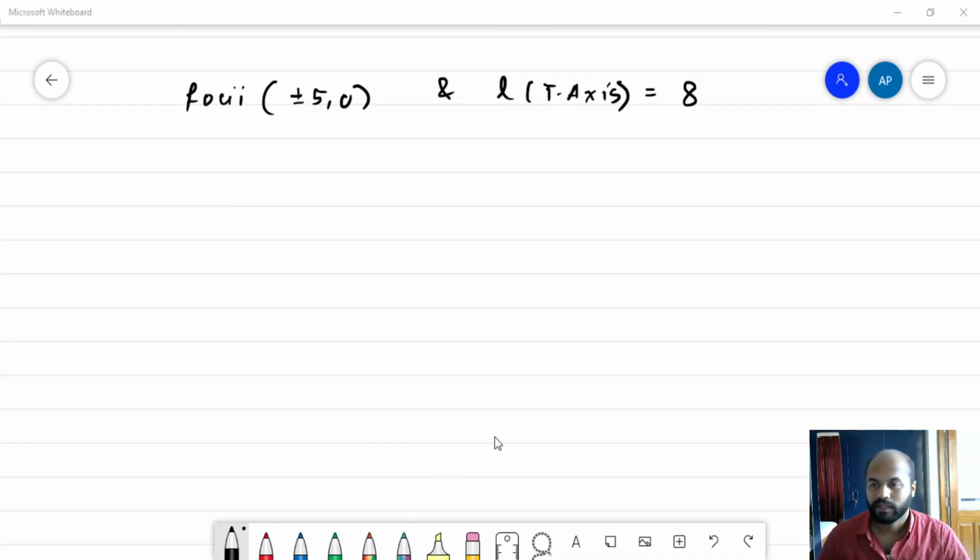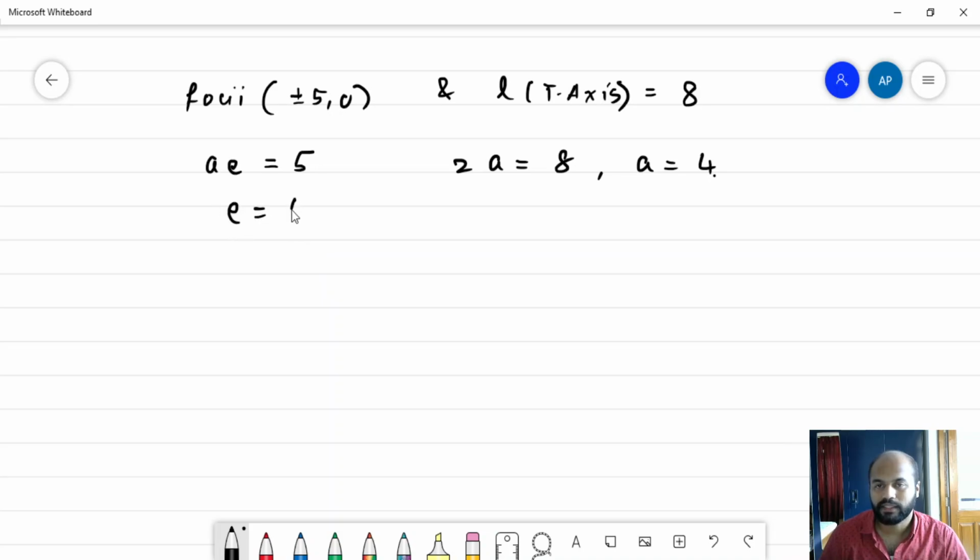So in this problem now it's given to us that the foci are plus minus 5, comma 0, and the length of the transverse axis is 8. So foci are ae, so ae is equal to 5. That's one piece of information that we have. The length of the transverse axis, which is going to be 2a, is 8. So a is given as 4. If a is 4, then eccentricity is 5 by 4. Once you find eccentricity, we can find the value of b as well. That is what we want.